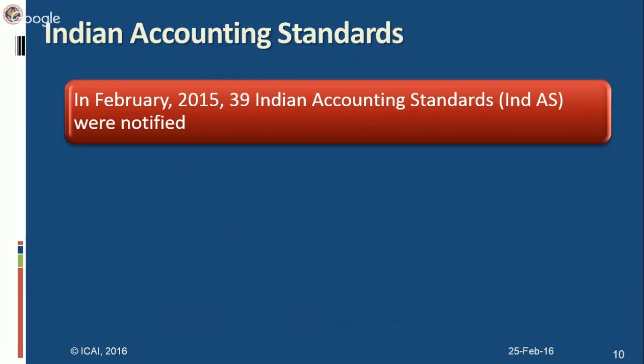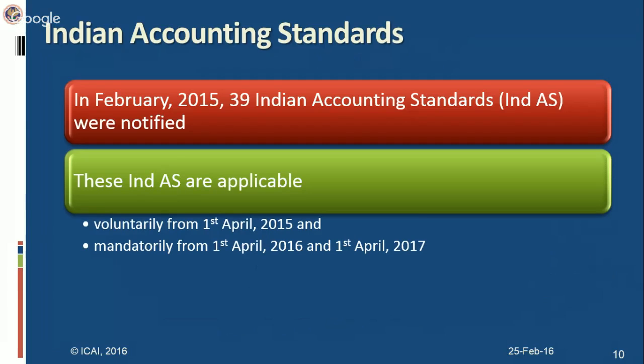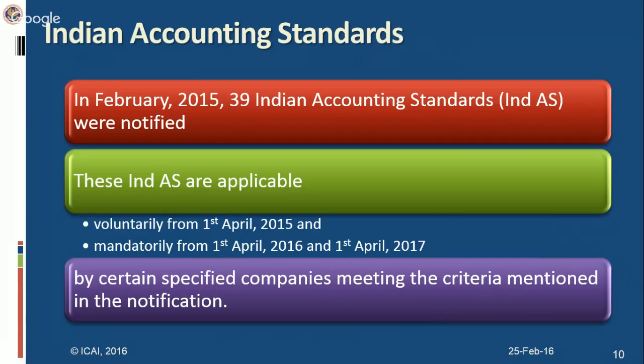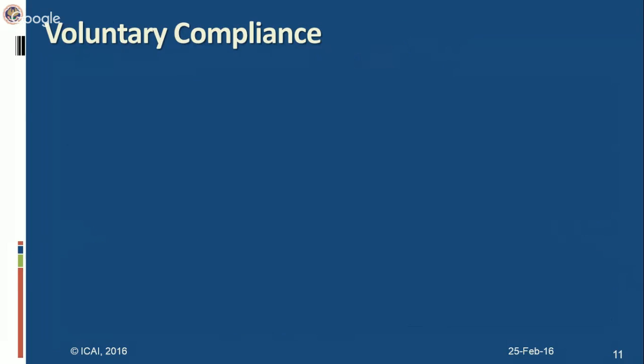As already told, in February 2015, 39 Ind AS have been notified by MCA. These Ind AS are applicable voluntarily from 1st April 2015 and mandatorily from 1st April 2016 and 1st April 2017 in a phased manner. For some companies, a threshold limit of net worth will decide whether you are mandatorily required to apply Ind AS from 1st April 16 or 1st April 17. These threshold limits I will quickly take, for certain specified companies meeting the criteria clearly mentioned in the notification issued by MCA.